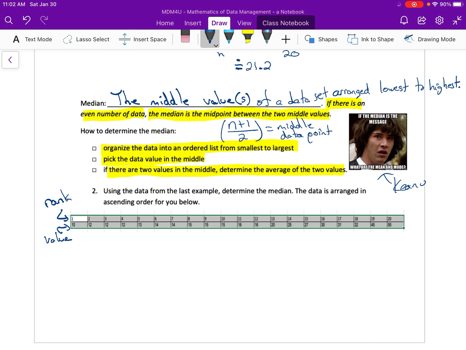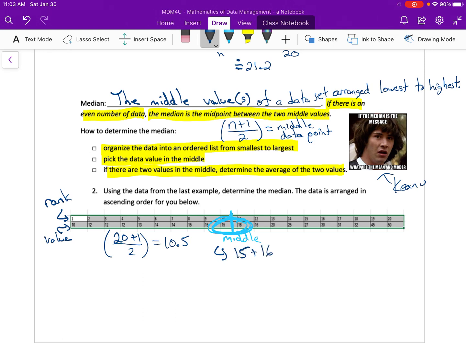If I do that, I've got 20 data points plus 1, divided by 2. The middle is 10.5. What that tells me is that this is where I need to take two values and add them together. If I look at where 10 is, it's in between here. So this is my middle value, or my median. But what I need to do is take the average of the two right beside it. So I'm going to take the mean of those two data points.